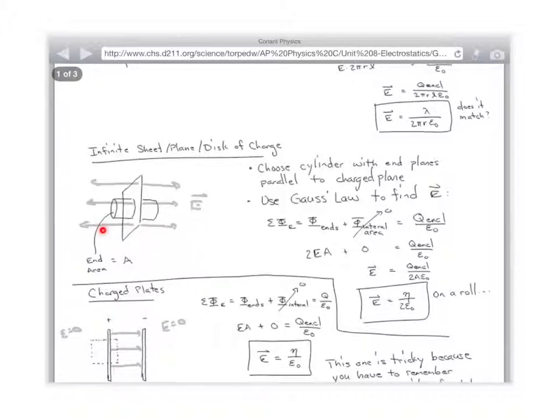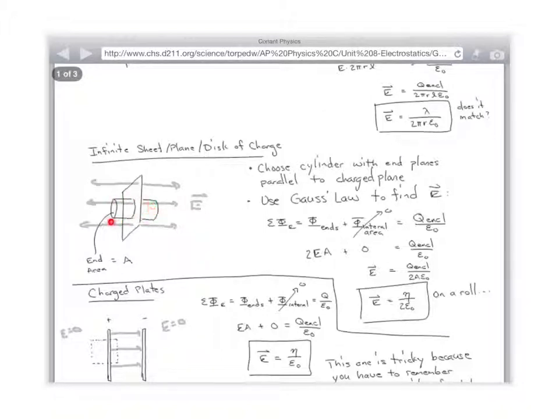Actually, it doesn't really matter what shape you pick. You could have picked a square here, just as long as you know the area. Good? All right, so here we go, and this one is tricky. We choose a cylinder or some sort of rectangular prism with end plates that are parallel to the charged plane. Good so far?